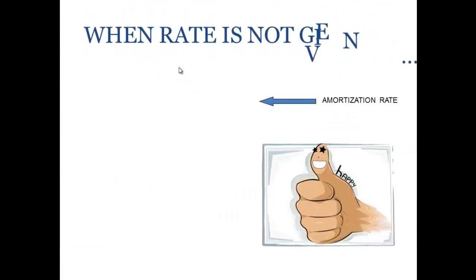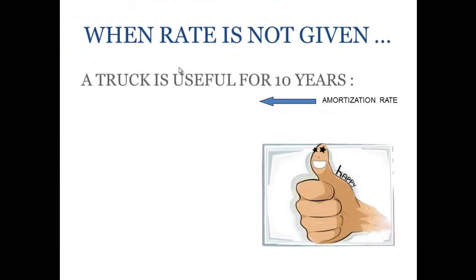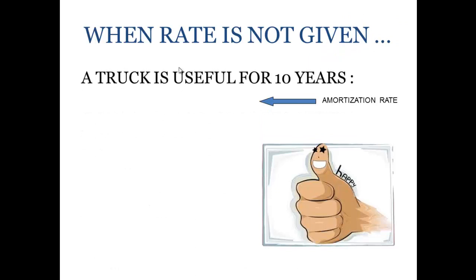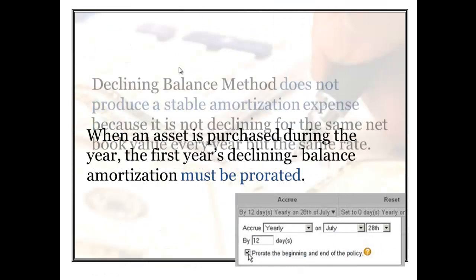When the rate is not given, don't panic. For example, the truck is useful for 10 years. 100 divided by the given years gives the amortization rate. For example, 100 divided by 10 years gives a 10% amortization rate.